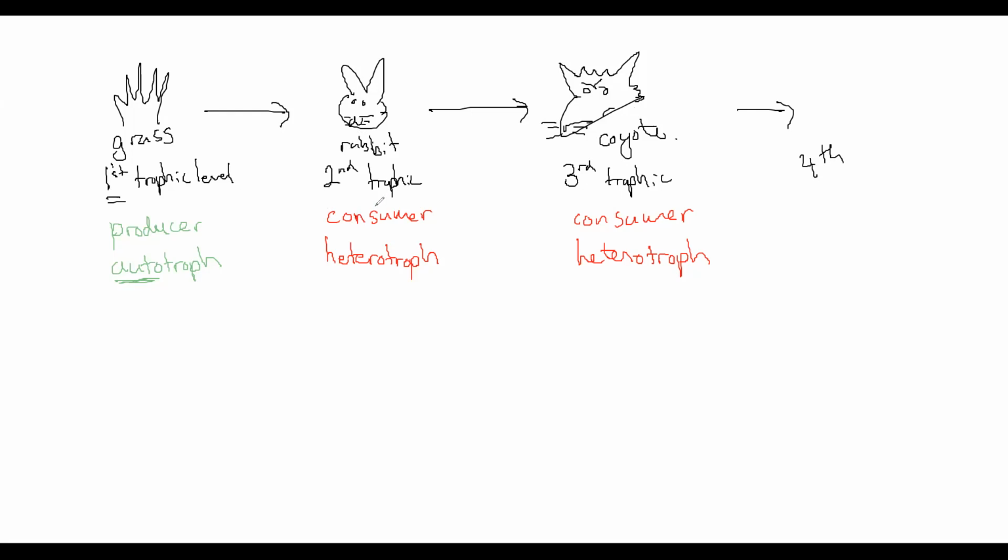And so another way we can categorize consumers is give them numbers. The rabbit is the primary, so 1 degree, primary consumer because it heavily relies on producers. It is the first consumer. Coyotes are, in this food chain, secondary consumers. And of course, if something ate the coyote, we would call it a tertiary consumer. Okay, so you can see primary consumers are herbivores. Secondary consumers are going to be carnivores. And of course, as I mentioned before, there are omnivores.